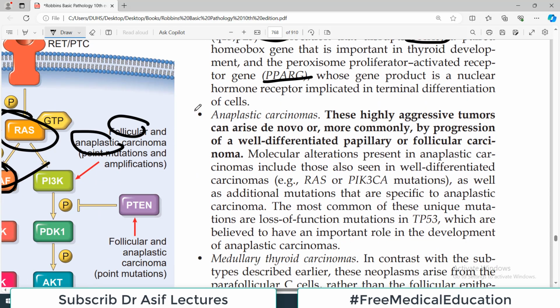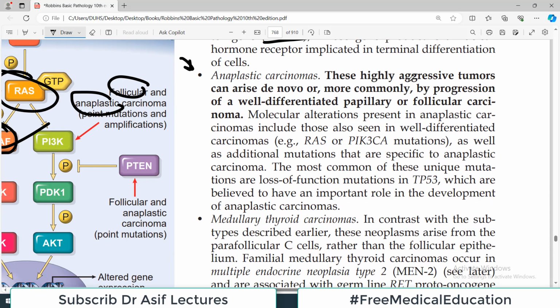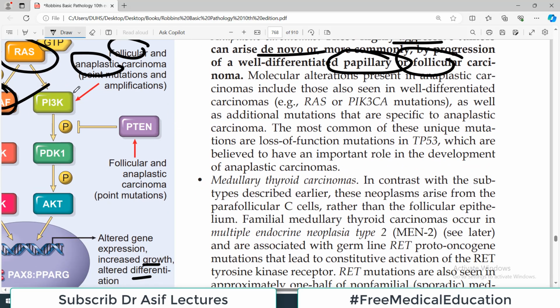Okay. Then we have anaplastic cancers. They're highly aggressive because they are undifferentiated. You cannot even identify कि ये thyroid के cancers हैं. Very bizarre. और ये well differentiated से undifferentiated की तरफ move करते हैं. So these are very highly aggressive tumors, can arise de novo, and they can also arise from papillary or follicular cancers. So papillary and follicular can actually develop into anaplastic.